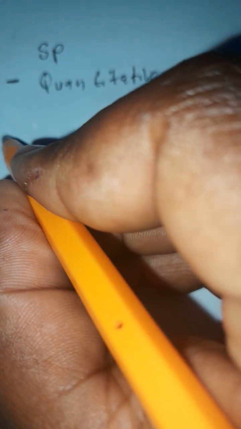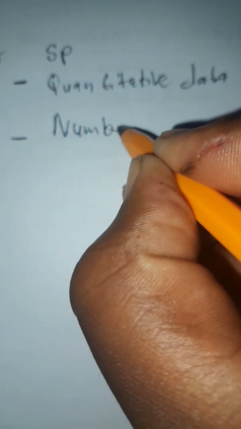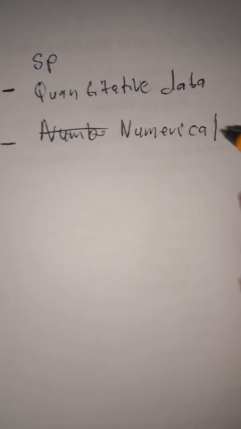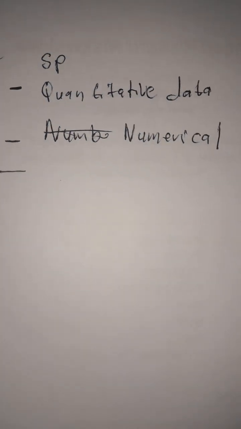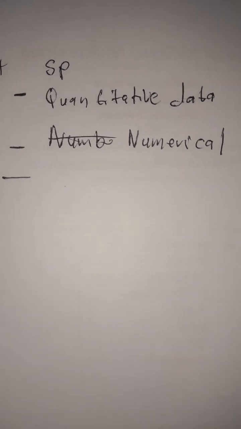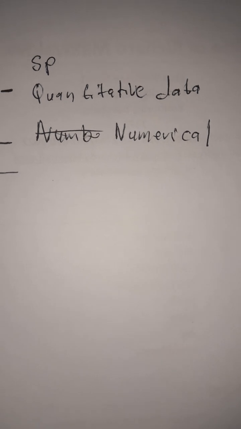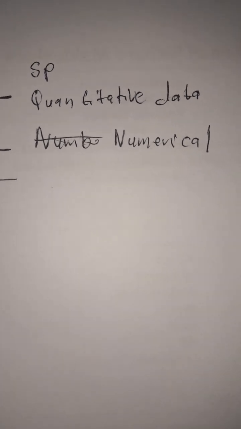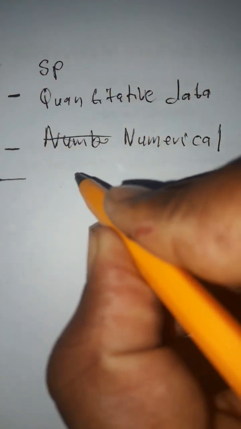So is it categorical or numerical? It's numerical because we're dealing with numbers. So it will be numerical data. Thirdly, they ask, is it continuous or is it discrete? In this case, since it's quantitative, it will be continuous because it takes any number within a range. So in this case, we will say continuous, right?